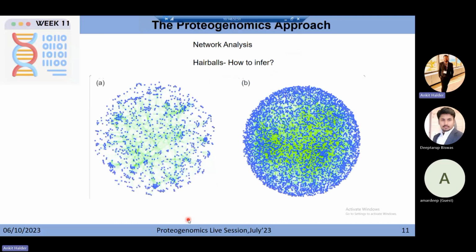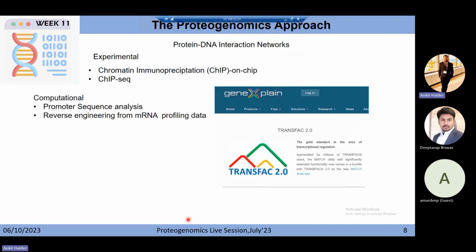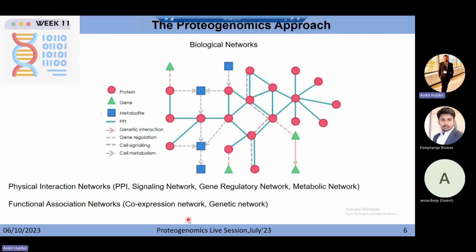So now this is the question. These are what you can call hairballs, the complex networks that generally happen. This all looks pretty beautiful, but how to infer or how to interpret this kind of hairball? Before that, if you just see, this is the whole network. You can understand this just contains a few proteins or a few reactions and few DNA and few molecules.